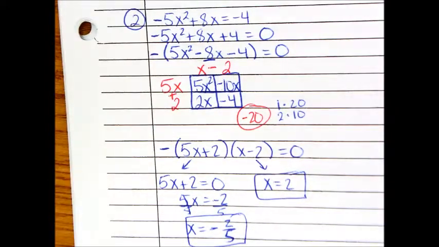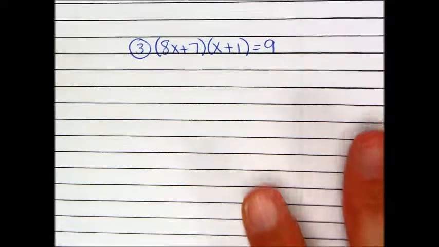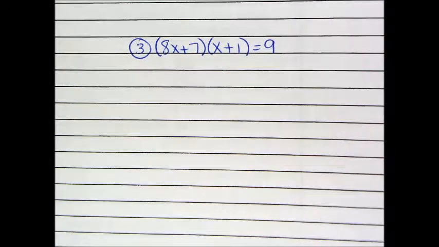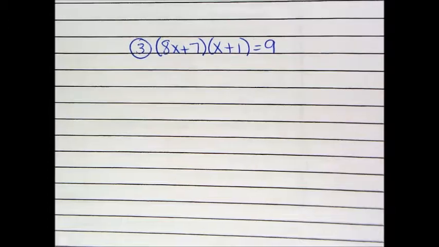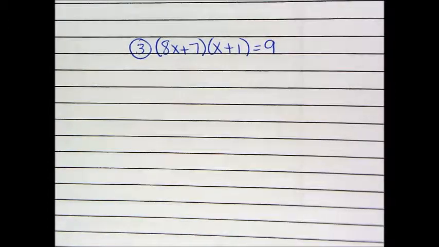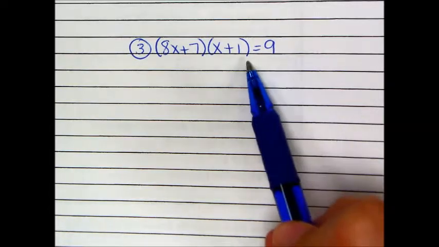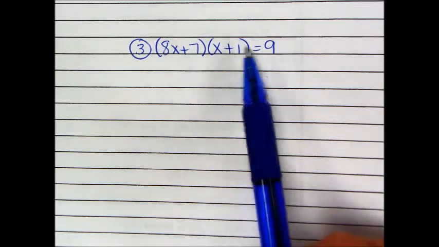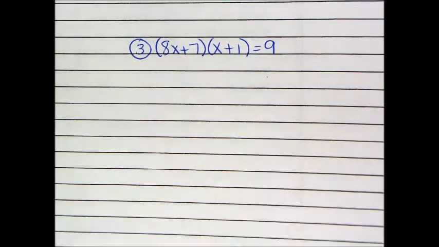Moving on, example 3. 8x plus 7 times x plus 1 equals 9. At first I was like, awesome, this is great, they already have it factored for us. I love the parentheses. But then I realized it doesn't equal 0. When that happens, you have to move that 9 over, but you can't just stick it on the end of those parentheses.